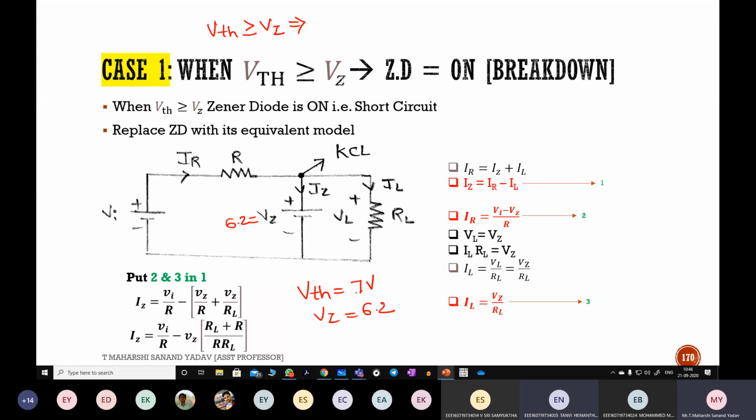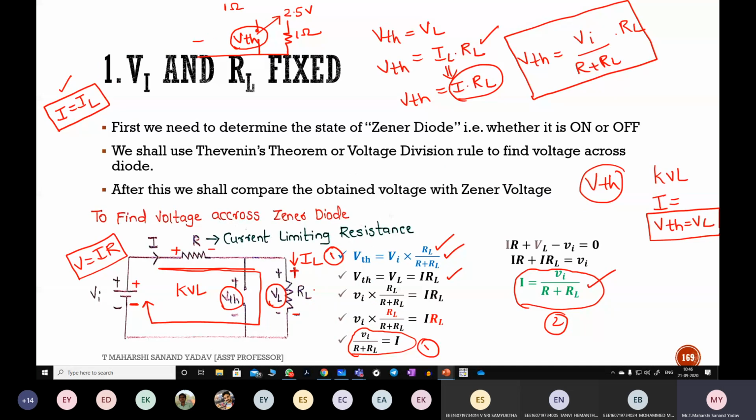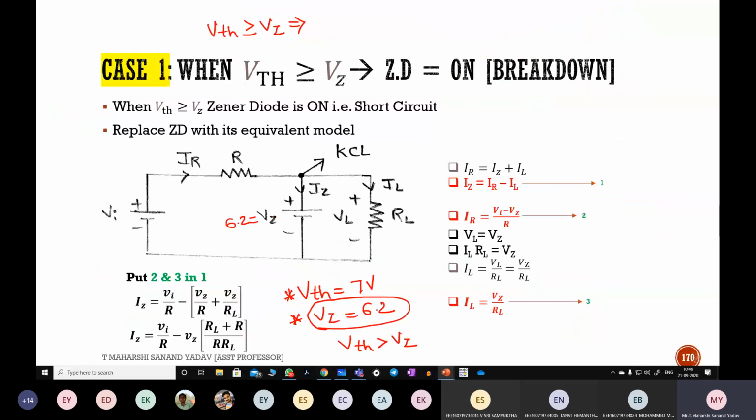Yes. Why? Because the condition is VTH is greater than VZ. This value will be specified. There is no need for you to worry about this value VZ. Definitely, if he is asking any problem, he will mention the value of VZ. Your first intention is to find the voltage across that Zener diode by using this process. First you need to open circuit that diode, and at that point you need to find the value of VTH. Suppose after doing all those cases, I got VTH as 7 volt, then this satisfies case number 1, which means VTH is greater than VZ. So the diode will be on. So it is in breakdown region.